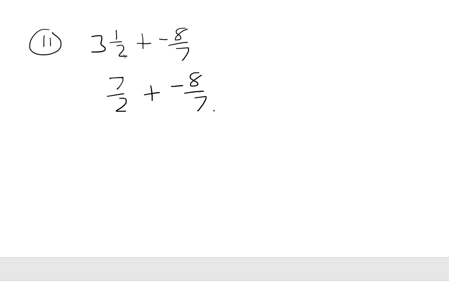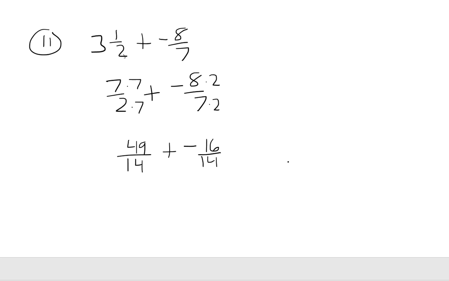Once you have both of your fractions as improper fractions, the next thing that you need to do is find a common denominator. In this case, our common denominator would be 14. To get from 2 to 14, we had to times by 7. So that means we need to times the top by 7, so that becomes 49. To get from 7 to 14, we had to times by 2, so we have to times the top by 2, that becomes 16. Remember that this is a negative 16.